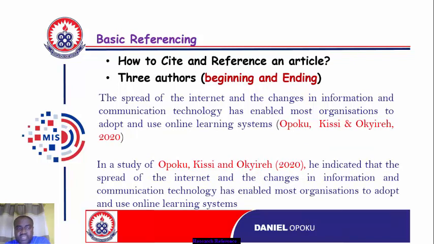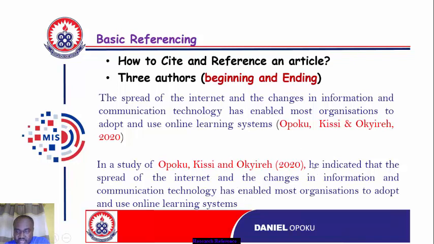Okay, so it is the same thing. The spread of internet and changes in information and communication technology has enabled most organizations to adopt and use online learning systems. So you see Opoku, Kama, Kisi, and Ochre, 2020. So you still use the ampersand symbol because the reference is at the end of the statement. Then when they are at the beginning, in the study of Opoku, Kama, Kisi, and Ochre in brackets 2020, they indicated that. So this is how we have to do it.